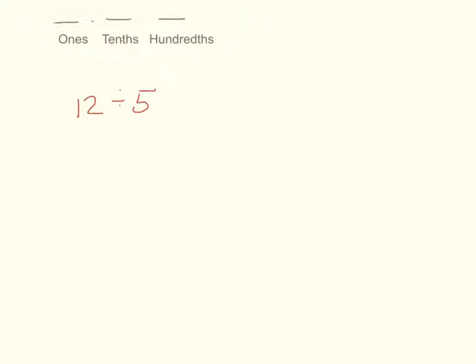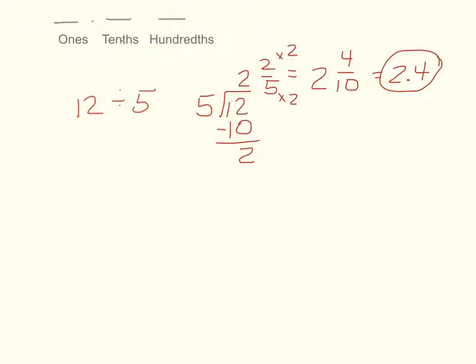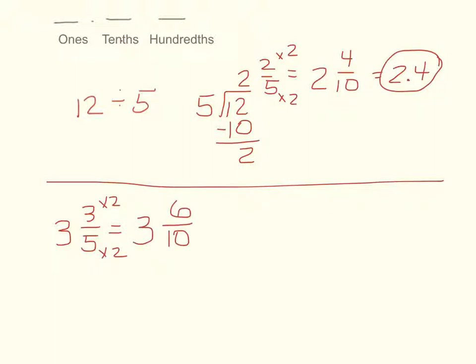Pause the video and try 12 divided by 5. Write it as a decimal number. Compare your work and see if you agree. How about 3 and 3/5? Pause the video to try this one. 5 goes into 10, so 5 times 2 is 10, 3 times 2 is 6, and so our final answer is 3.6.